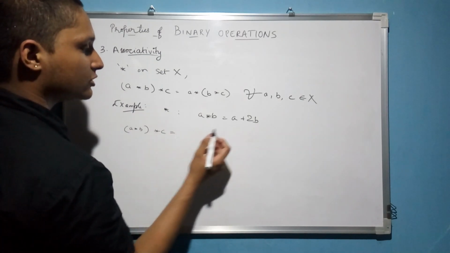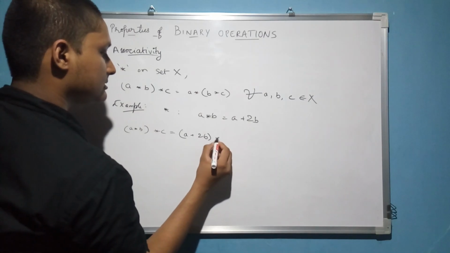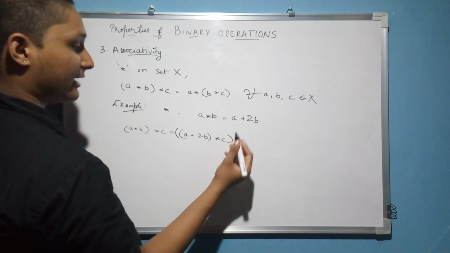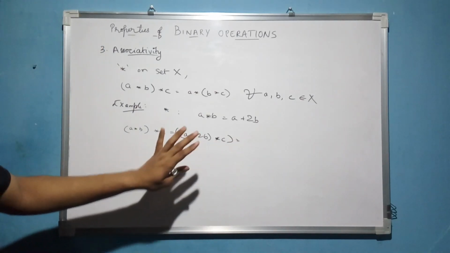So A and B first you need to apply. That comes to be A plus 2B star C. Okay, this is not okay. Let me bracket one more. This is the star function. So this is a star binary operation.